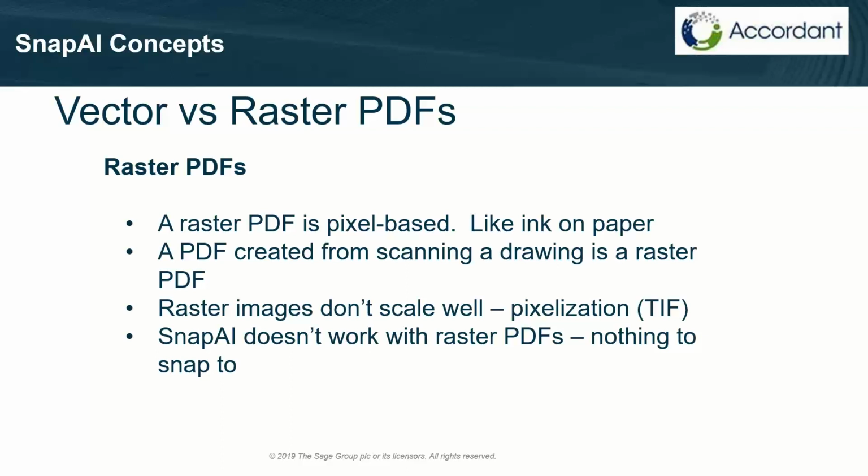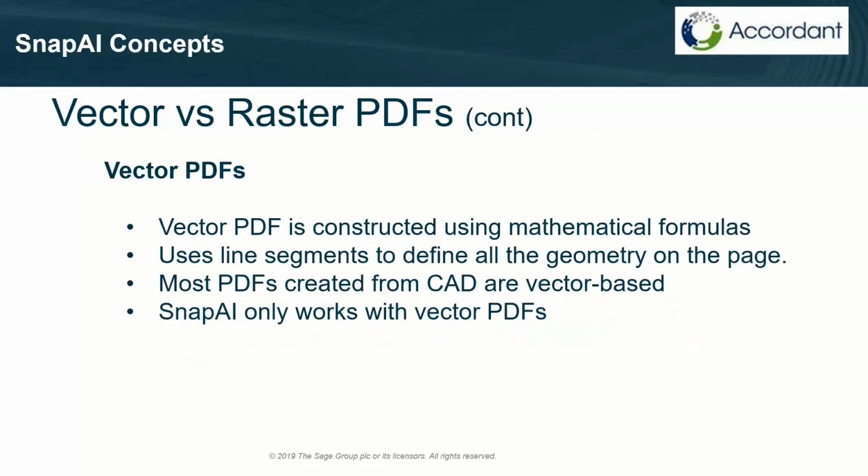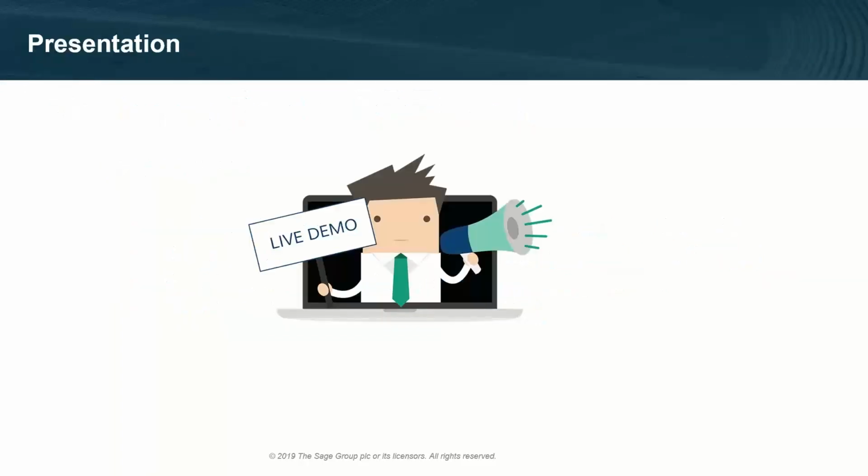SnapAI doesn't work with raster PDFs, nothing to snap to. The point is automatically snapping to the artificial intelligence behind the architect's drawings. A vector PDF, on the other hand, is constructed using mathematical formulas. It uses line segments to define all the geometry on that page. Most PDFs created from CAD are vector-based, and SnapAI only works with vector PDFs. Now let's go ahead into the demonstration.